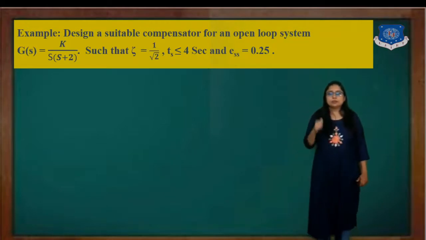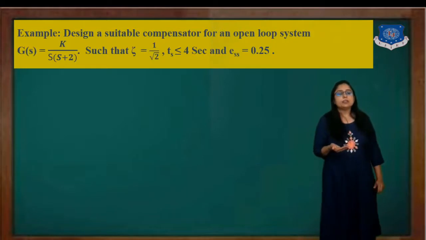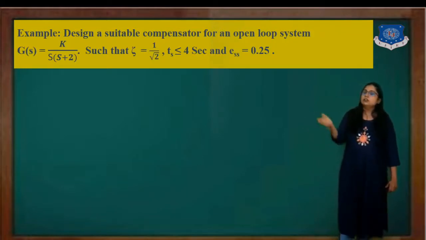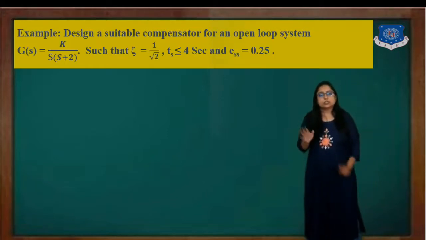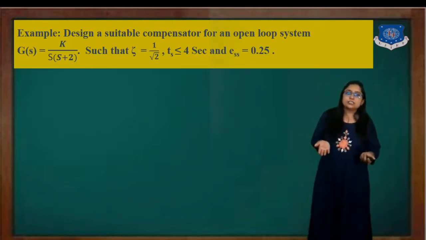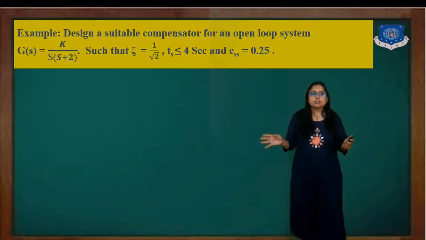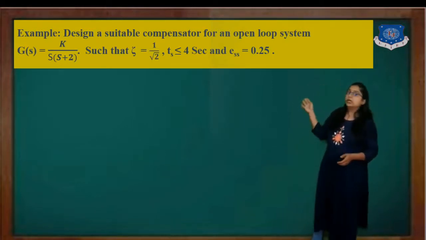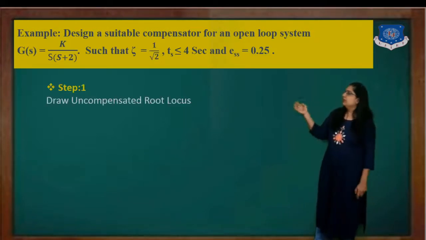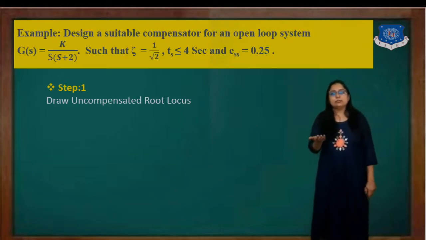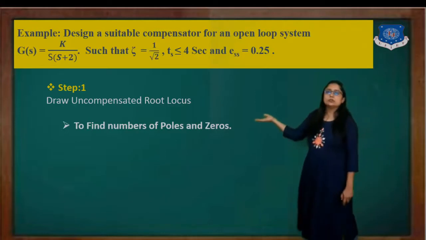So what is the first step? Recall the theory of how we can design the lag compensator. Our first step is to draw the uncompensated root locus. Whether you are designing the phase lead compensator or lag compensator, the first step is always to draw the uncompensated root locus. For that we require the poles and zeros. So the first step is to find the poles and zeros.